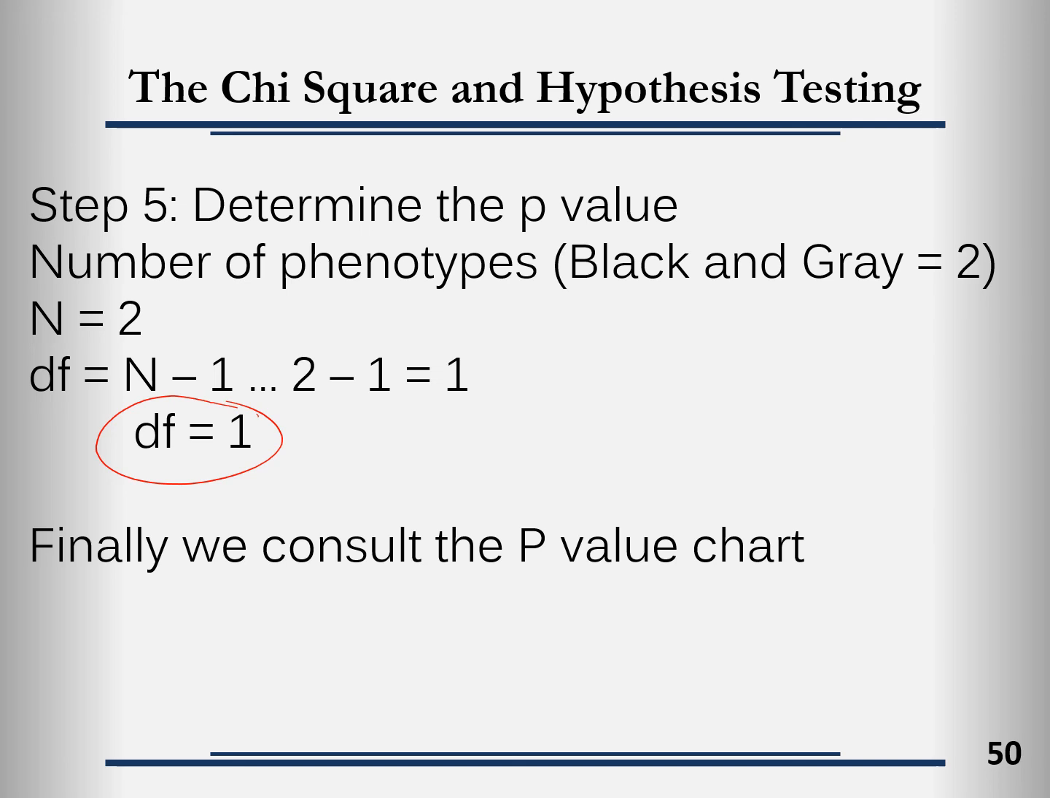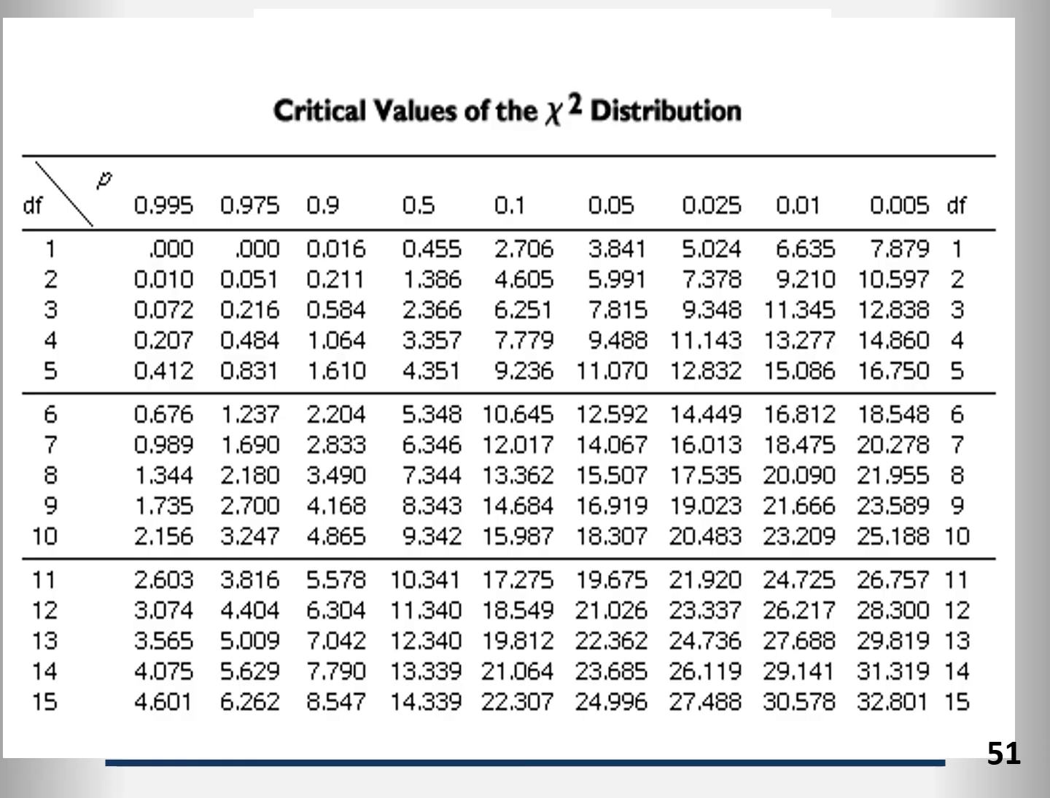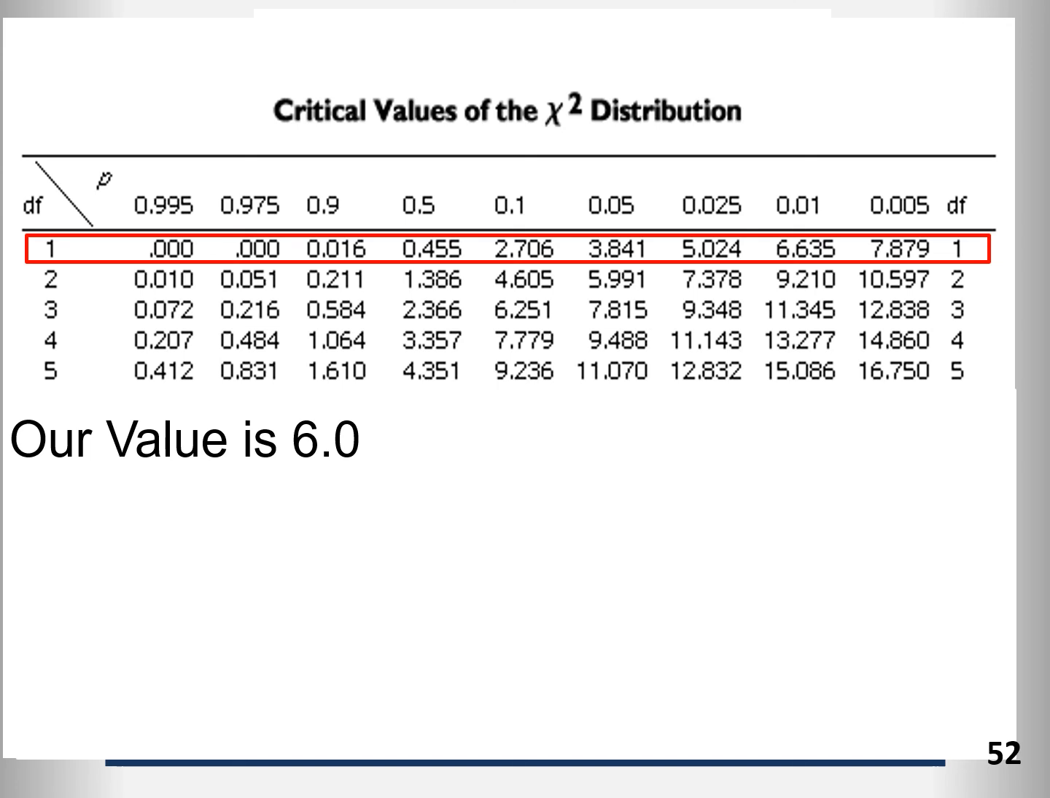So our degrees of freedom is 1. Now I have my chi-square value. I have my degrees of freedom. I'm ready to look at the chart and figure out what my p-value is. Here are the critical values of the chi-square distribution. What you can see here is that going down, you have the degrees of freedom, and going across, you have your p-values. This is the magical cutoff for us as biologists. We want a p-value less than 0.05. So you find the degrees of freedom of 1. This is the row that we're looking at.